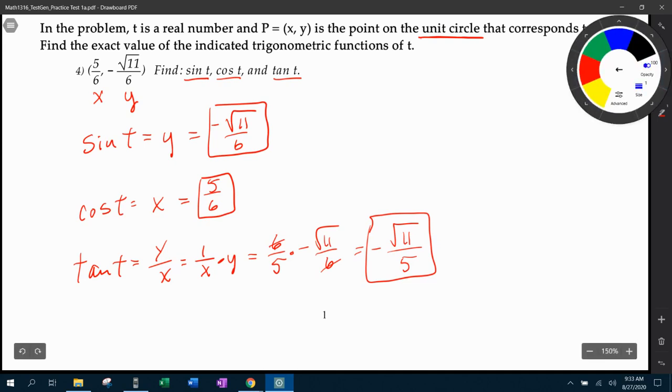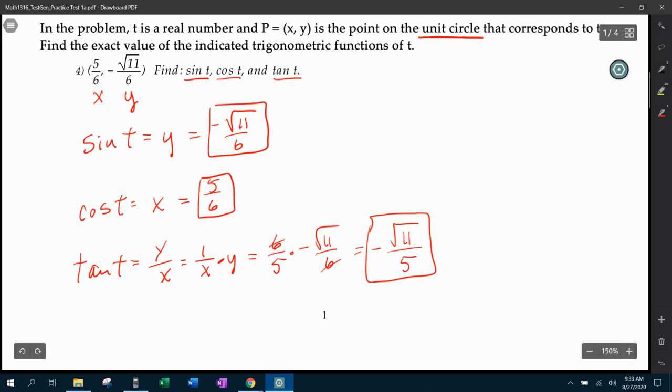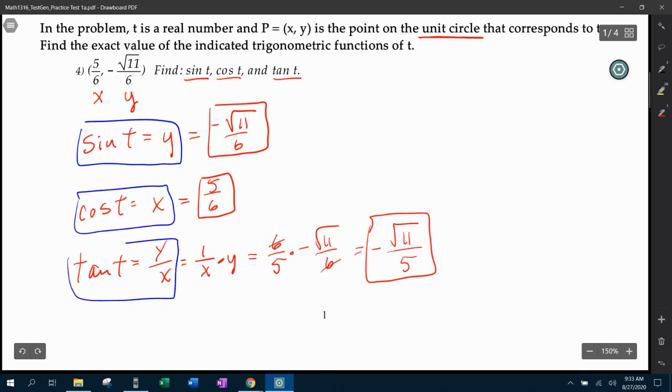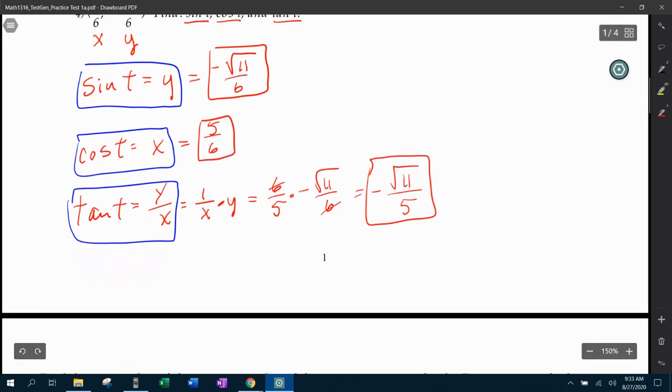Again, the important point, I guess, to point out, let me change this to blue here, is that these formulas right here only apply if they tell you that you're in the unit circle, okay? If you're not in a unit circle, these formulas don't apply. Only for the unit circle. And then I don't know if you noticed, but that one is freaking easy since it is in the unit circle, okay? And that's it for question number 4.